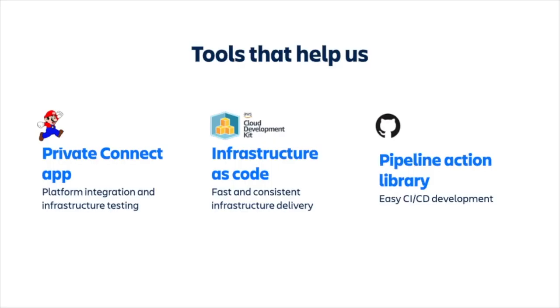So after implementing realm pinning and working through realm migrations, we've found some tools to be really helpful. I'd like to share 3 of these that have been super helpful for us: Mario, our private Connect app, using infrastructure as code, and having a pipeline library that we can use for our CI/CD pipelines across all our apps.